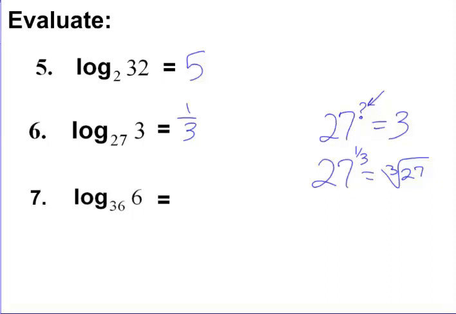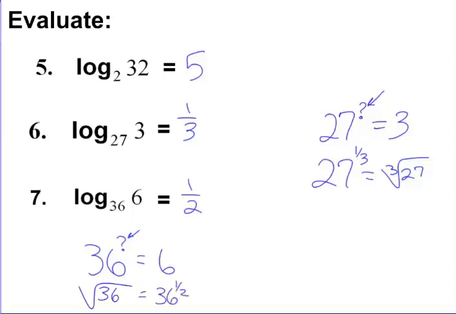7. Log base 36 of 6 is what? So 36 to what power gives me a 6? So what does that exponent have to be? Okay. That one would be 1/2. So 6 squared is 36, but I'm looking at the 36. What do I raise the 36 to get the 6? So if you think, well, I have to take the square root of 36, that would give me 6. Then you can take that and change it to an exponent.